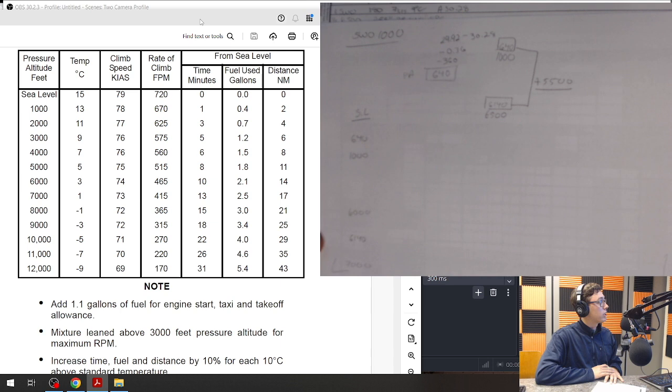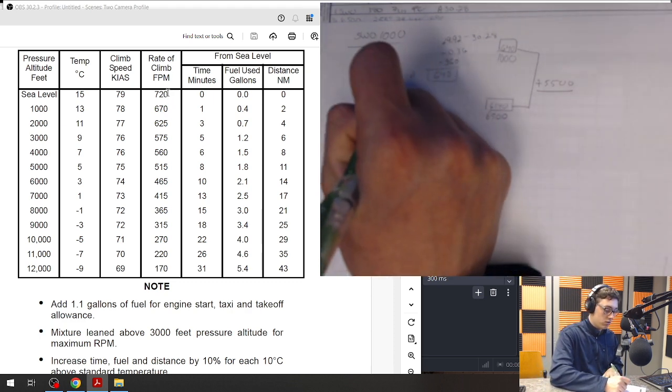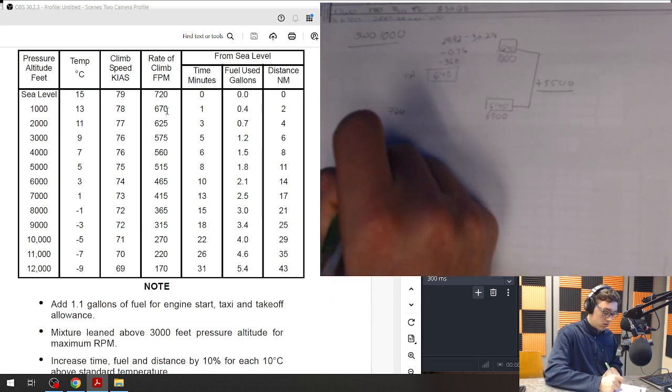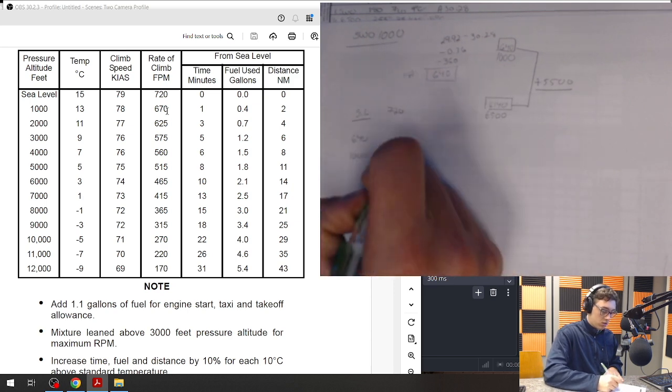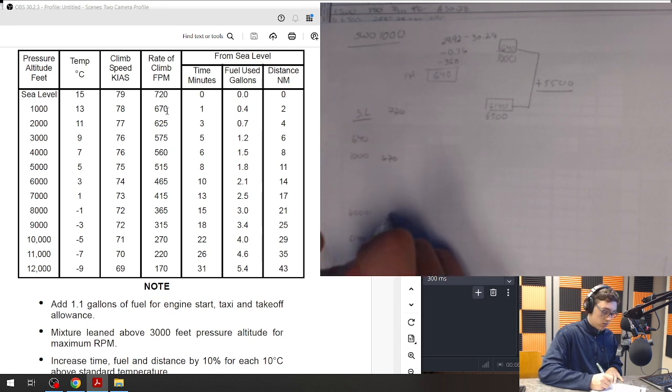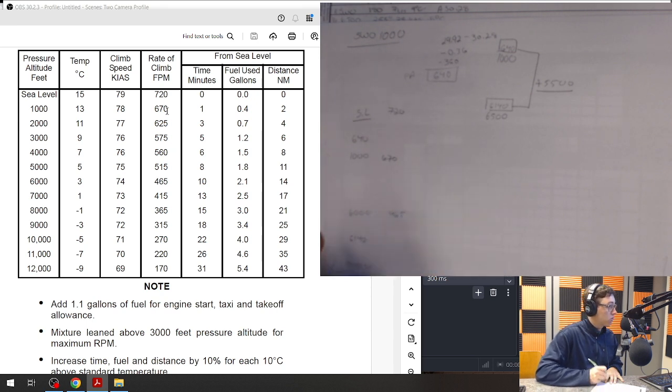What I'm going to do is take your rate of climb, look on your top left of the screen. I'm going to point this out: sea level, all the way over to rate of climb, 720 feet. Move down to the thousands, pressure altitude, 670. Let's do the same thing for the portion right down here, 465 at 6,000. And let's look at 7,000 for 415.